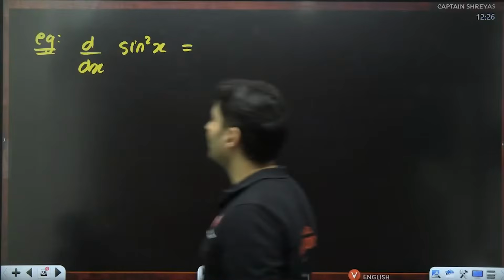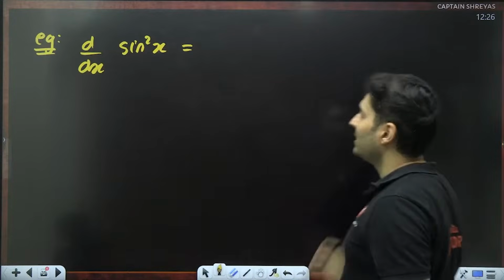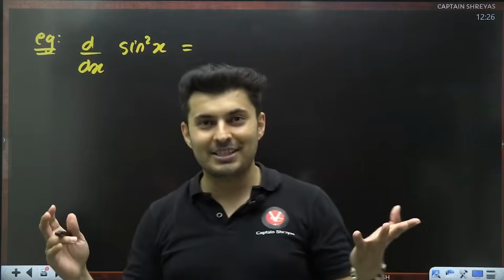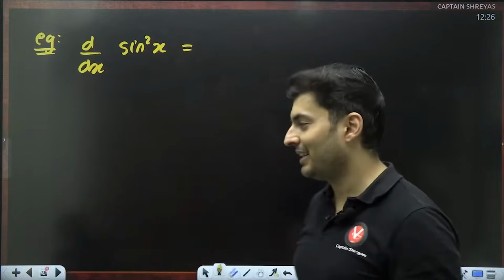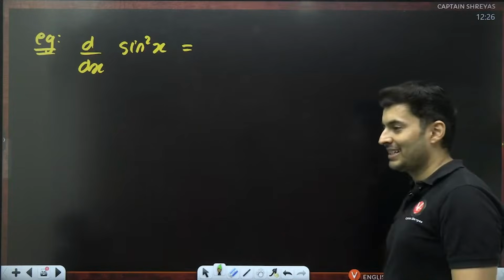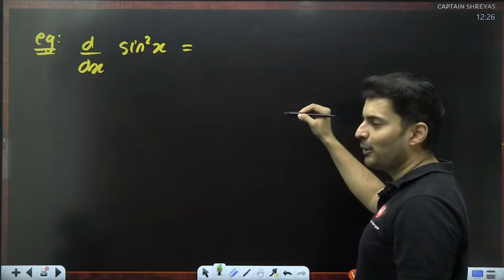Let's see if you guys can figure this out. What do we do in this case? You do not know sine x whole square's derivative. You have to use trigonometry. That's why I taught you trigonometry. Let's use trigonometry, my dear students. Is there some formula for sine square?